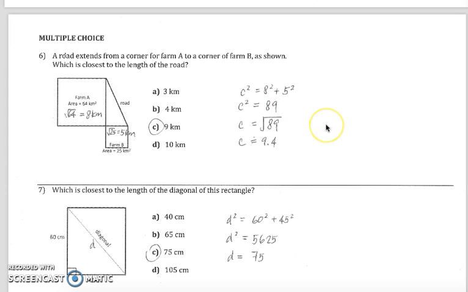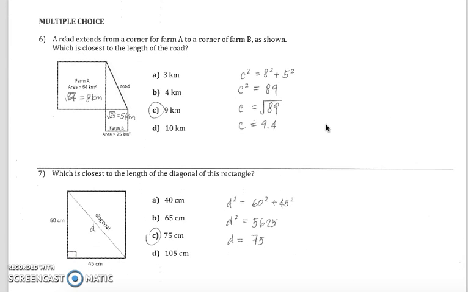The next few questions are multiple choice questions. Number 6. A road extends from a corner for farm A to a corner of farm B, as shown. Which is closest to the length of the road? When you do multiple choice questions, don't try to pick from the list. Try to work out the question as if this is not a multiple choice question. Find your answer first and then find the matching letter to circle.